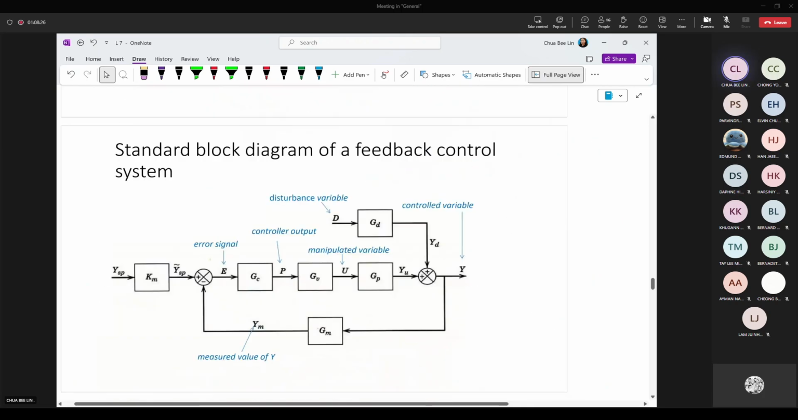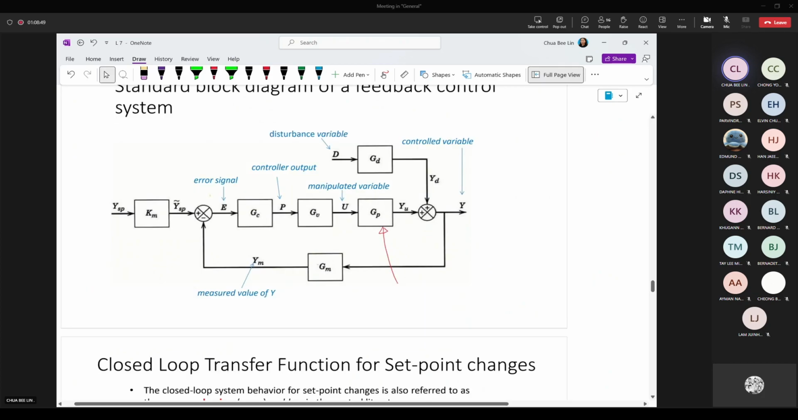Okay, so standard block diagram of a feedback control system. I will link this one maybe to your lab practical so that you can visualize this. So standard block, okay, so this one. So your process, how you get your GP. This is about your assignment one.